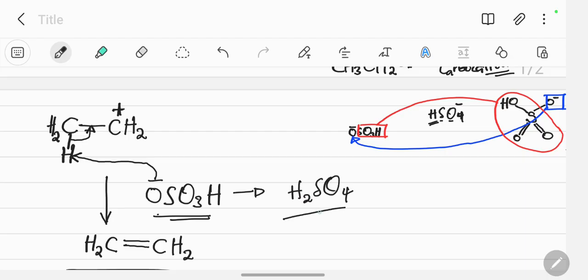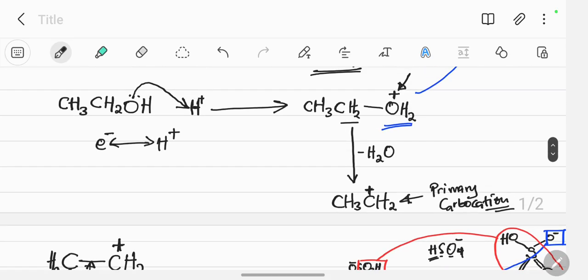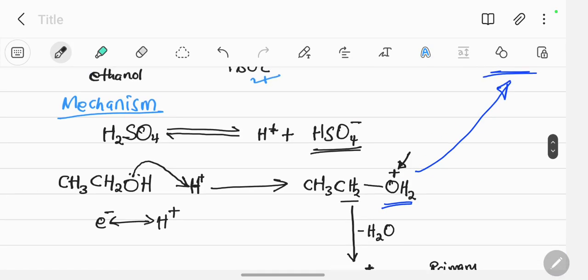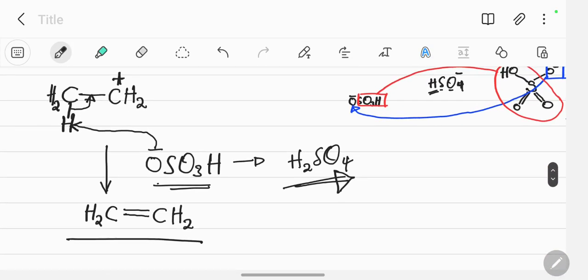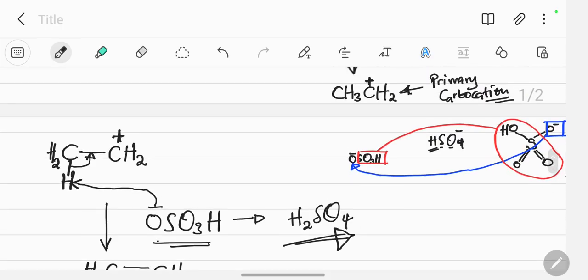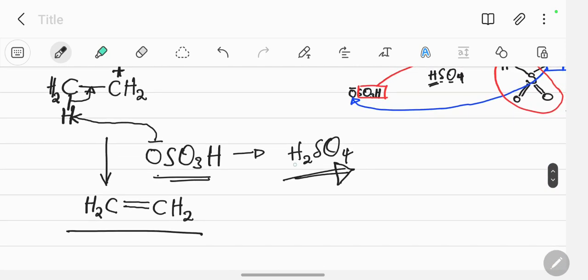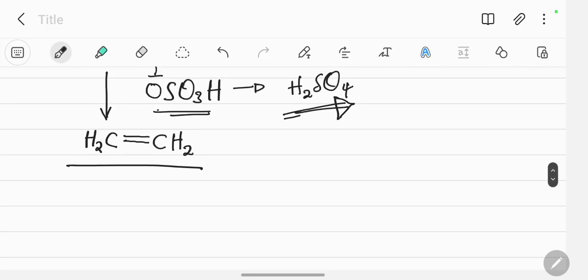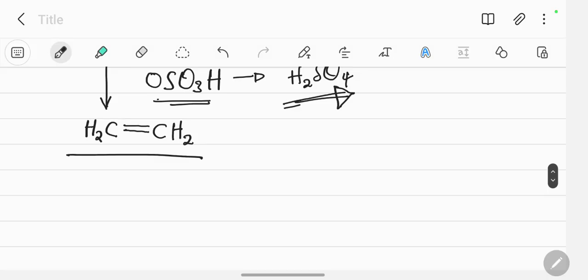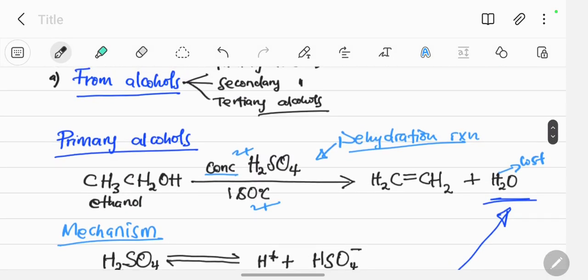It's the reason why it's stated in science that a catalyst is not consumed in the reaction. Why? The concentration of the catalyst at the initial stage of the reaction is equal to the concentration of that catalyst at the end. So the sulfuric acid we used here is the same sulfuric acid that is formed back. So that is it. That one was our primary alcohol.